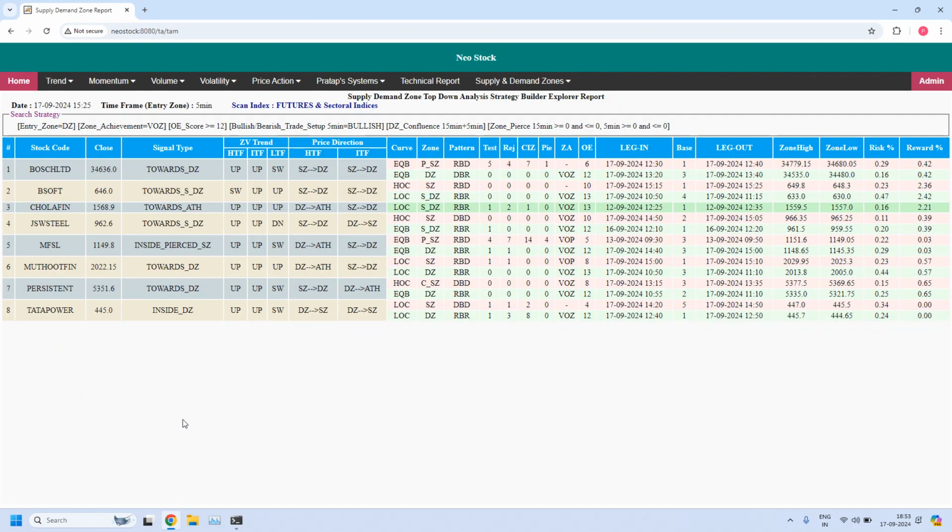8 stocks are filtered. All these 8 stocks are having ITF and LTF demand zone confluence. That means 5 minutes demand zones are part of the 15 minutes demand zone.